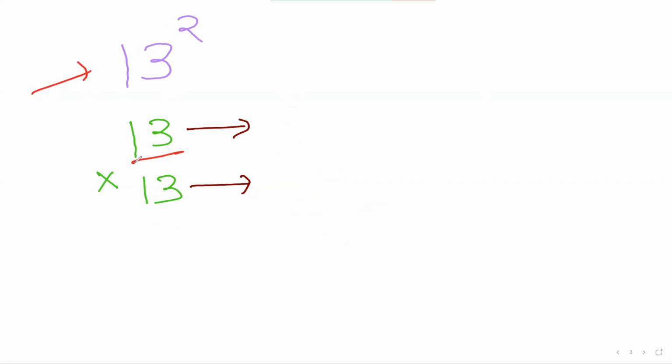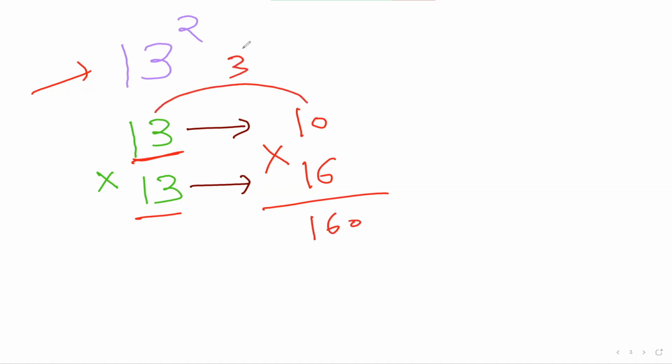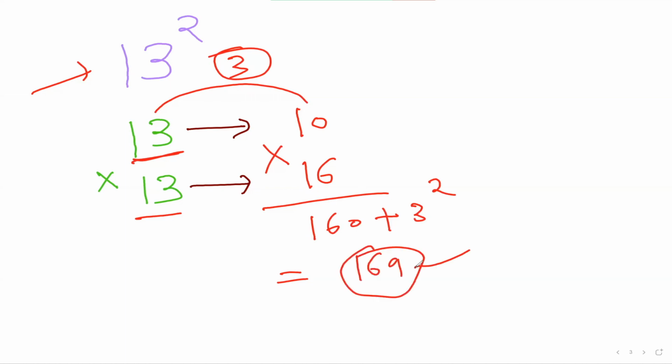Now 13 is closer to 10. So the first 13, I will change to 10. I have subtracted 3, so the second 13, to balance it, I'll add 3. 13 plus 3 is 16. Now I'll multiply them. So 16 times 10 is 160. What is the difference? 3. So that difference squared, I have to add. So 160 plus 3 squared. 3 squared is 9, so that is 169. So that is the square of 13, guys.